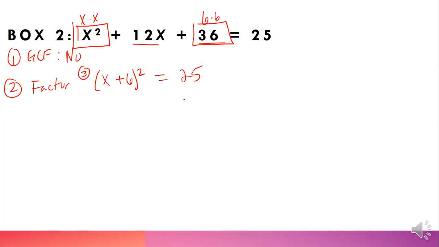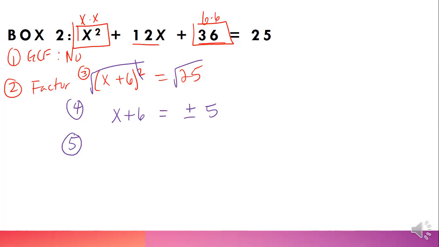How do we feel? All right, step 4 says you're going to take the square root. So we're going to take the square root of both sides. This is going to eliminate the square, and I'm left with x plus 6 equals plus or minus 5, because the square root of 25 is positive 5 and negative 5. Agreed?